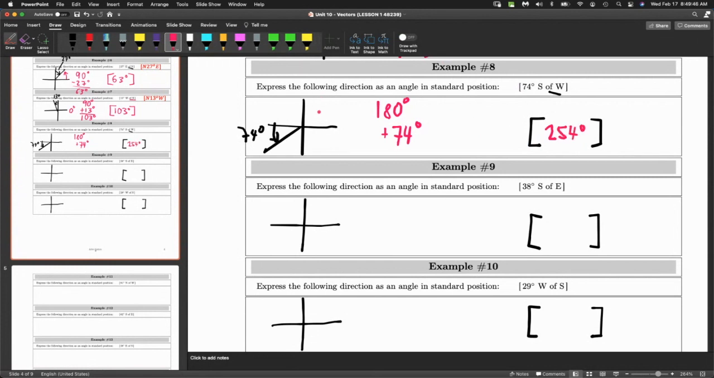For those that are wondering why it's 180: because this is 0 here. Remember, 0 is over here, and you're going round and around to that point. That's 180, but you want to go further by the extra 74. Okay, who has the final answer to question number 9? What's the final answer to 9?